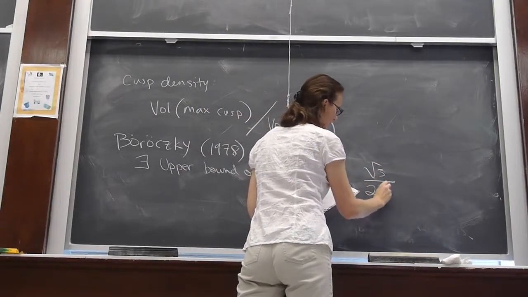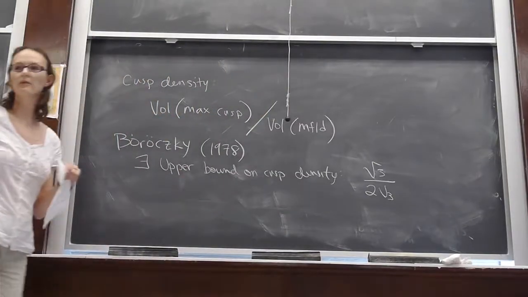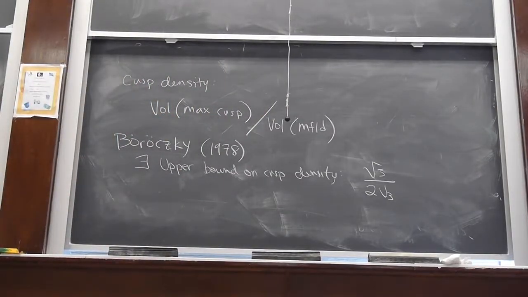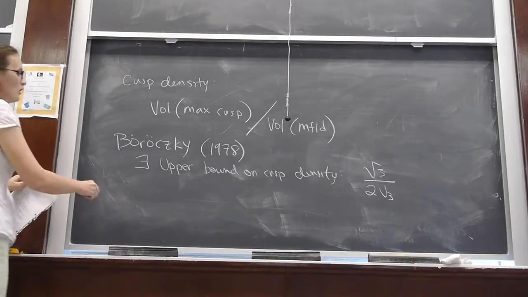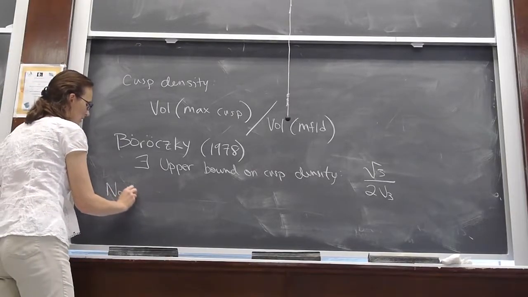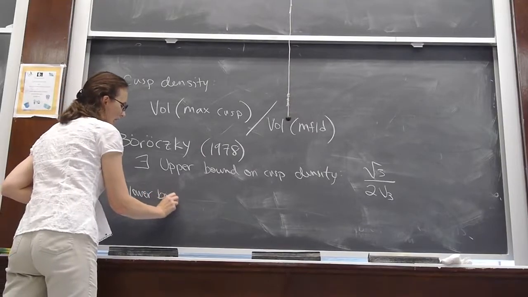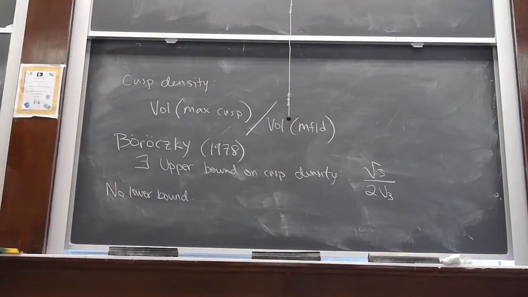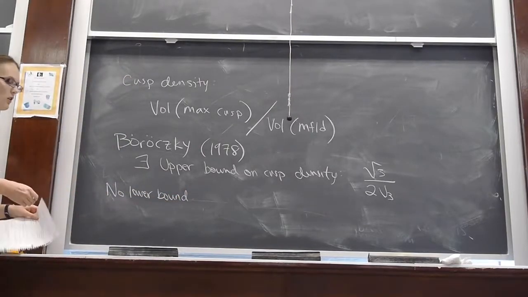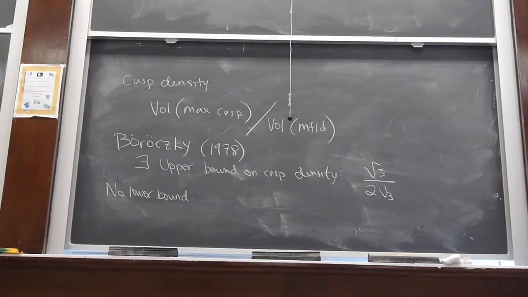And the number he got was square root of 3 over 2 V3. V3 is the volume of a regular ideal tetrahedron. But there is no lower bound. In particular, even for knots in S3, there is no lower bound. So Luque and Mario Udave-Munoz found examples of knots whose cusp density is approaching 0.